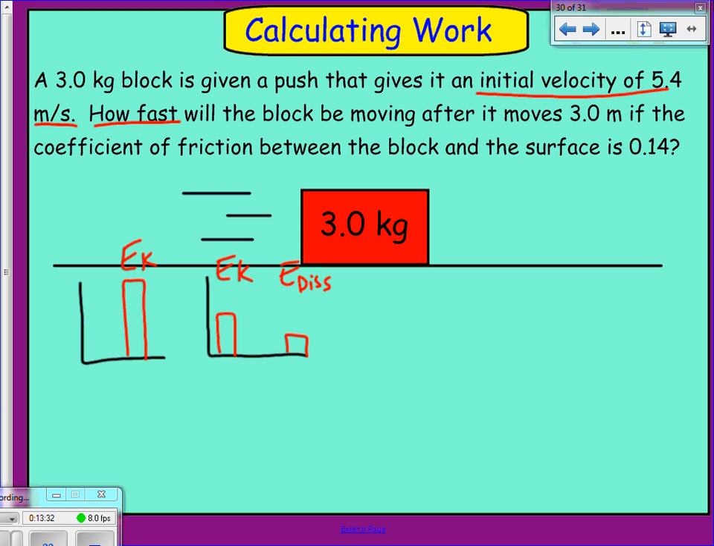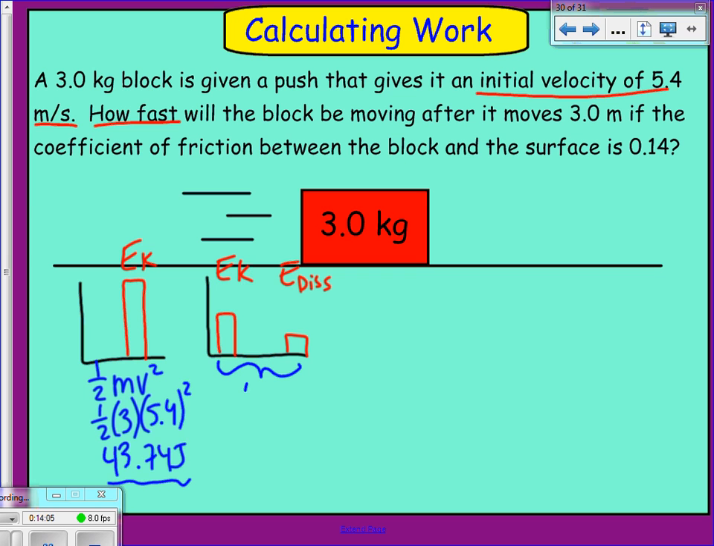Okay, now what we want to do is figure out the total mechanical energy in the system. That's going to come from our first bar chart. Since all of my energy at the beginning is EK, I can calculate total mechanical energy by doing 1/2 mv squared. The mass of the block is 3 kilograms, and we're told that it's moving at a velocity of 5.4 meters per second, and then we will square that. So 5.4 squared times 3 times 1/2 gives me a total energy of 43.74 joules. That means that the energy in the second bar chart must also equal 43.74 joules.